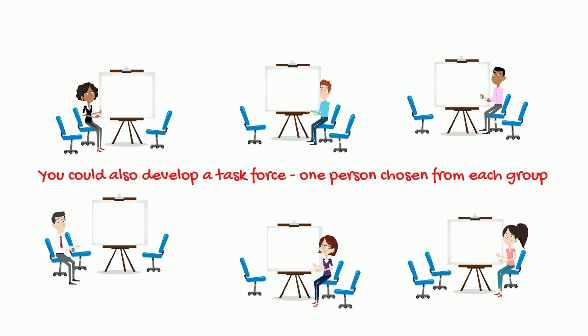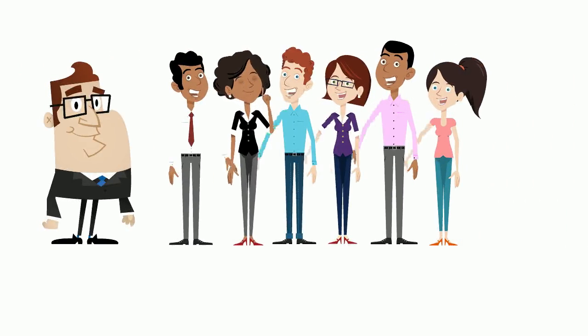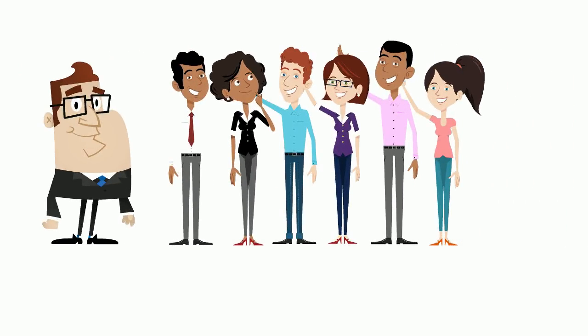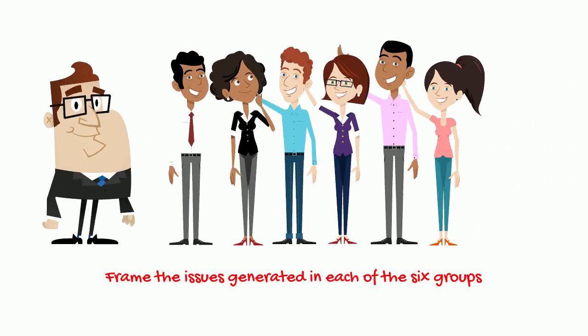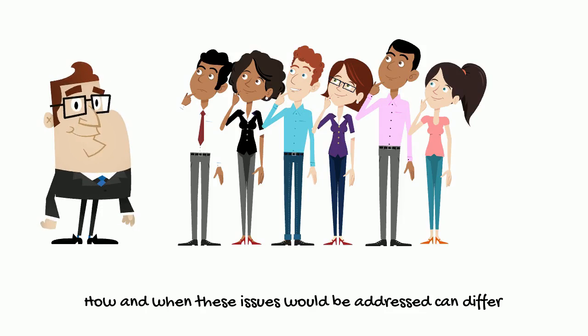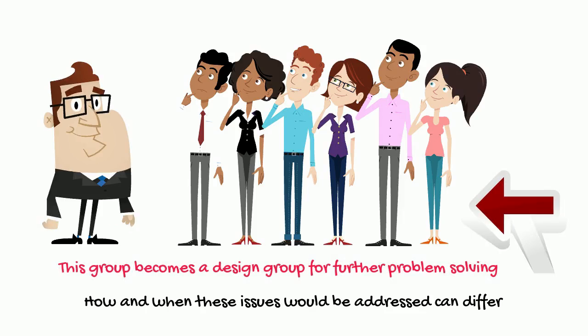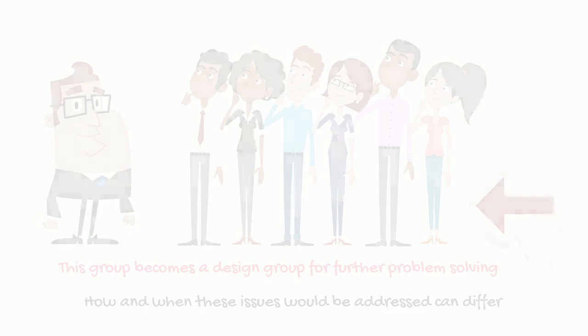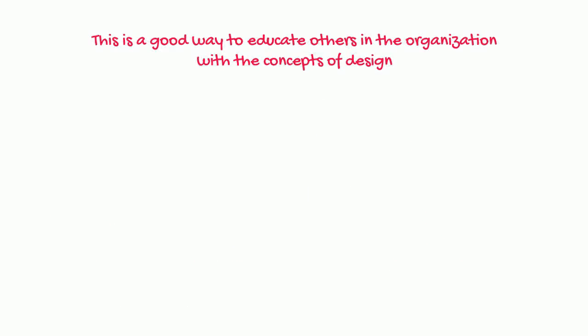You, with the leader's blessing, could also develop a task force, one person chosen by members from each group. These 6 and the boss would meet with the facilitator's help to frame the issues generated in each of the 6 groups. How and when these issues would be addressed can differ, but often this group becomes a design group for further problem solving. This is a good way to educate others in the organization with the concepts of design.